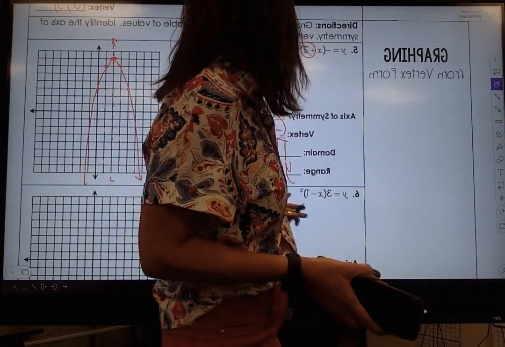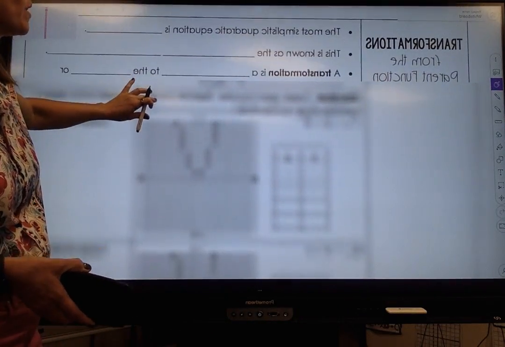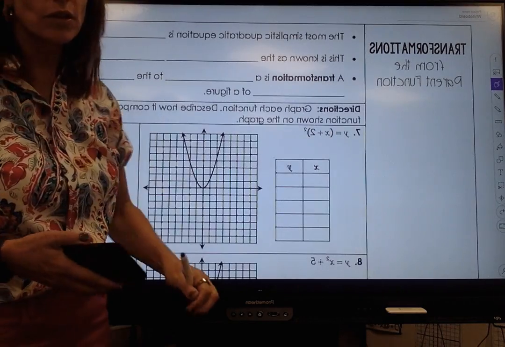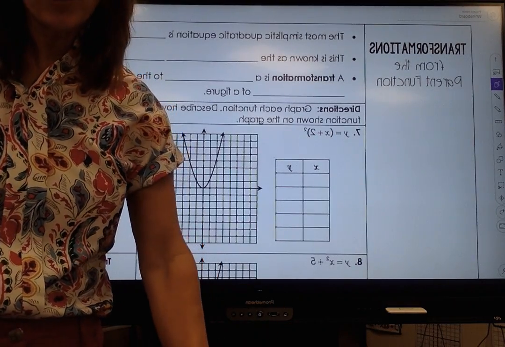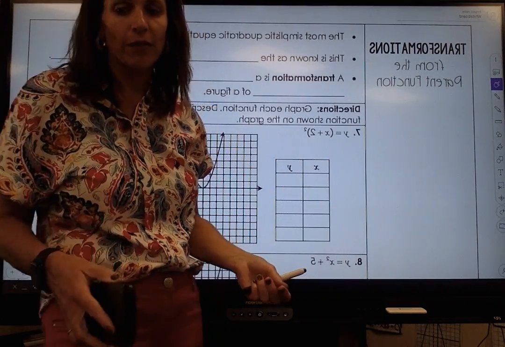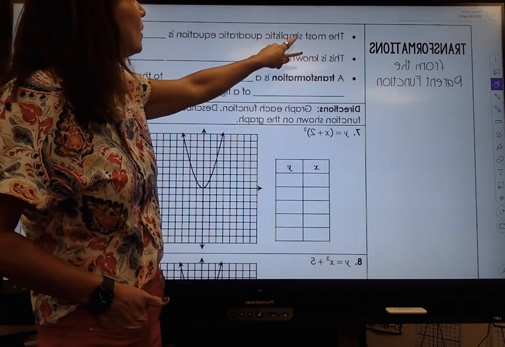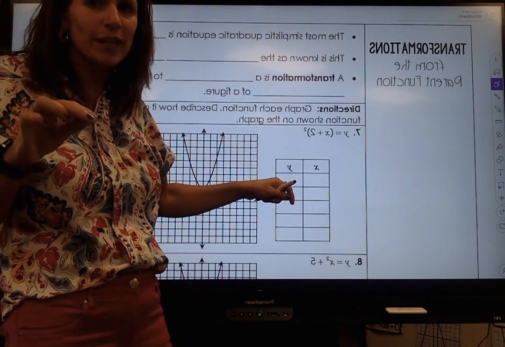So let's go and do transformations. Talk about transformations. So what is a transformation? All a transformation is, it's just literally moving and changing that parent graph. So I'm going to show you what a parent graph looks like. And remember, we did this with linear equations.